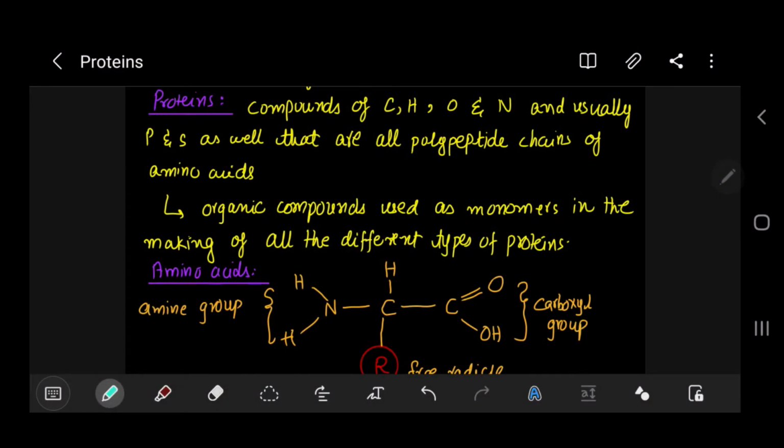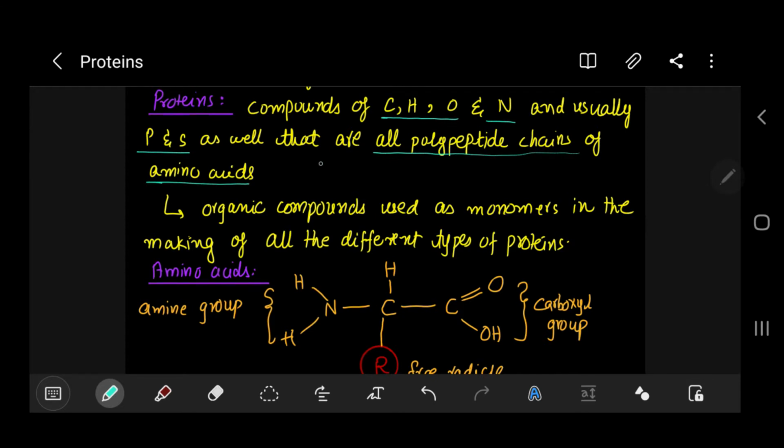Hi guys, let's start with proteins. They are also part of the biological molecules chapter. So let's get started. Proteins are compounds of carbon, hydrogen, oxygen, and nitrogen, and they can also contain phosphorus and sulfur as well. So a jumble of these elements make up the proteins, and we'll see how that goes by. And they are all polypeptide chains of amino acids.